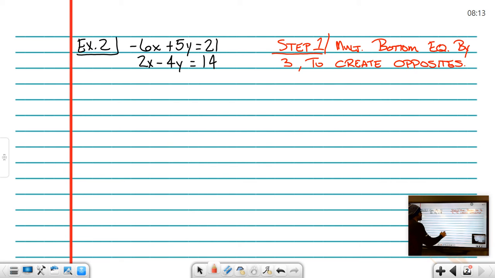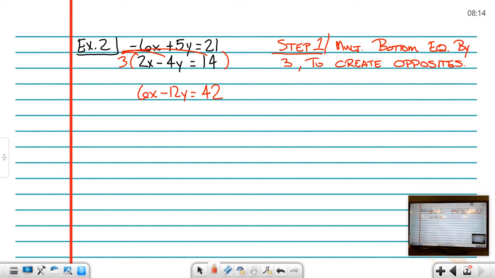Okay, so I'm going to multiply this whole entire bottom equation by 3, because that's going to give me an opposite. When I multiply that by 3, it's almost like the distributive property, but you're just multiplying every single term by 3. So this new equation will be 6x minus 12y equals 42. Okay, that's my new bottom equation.